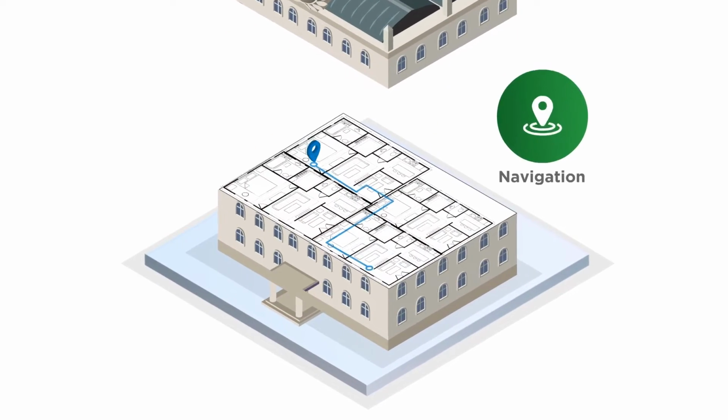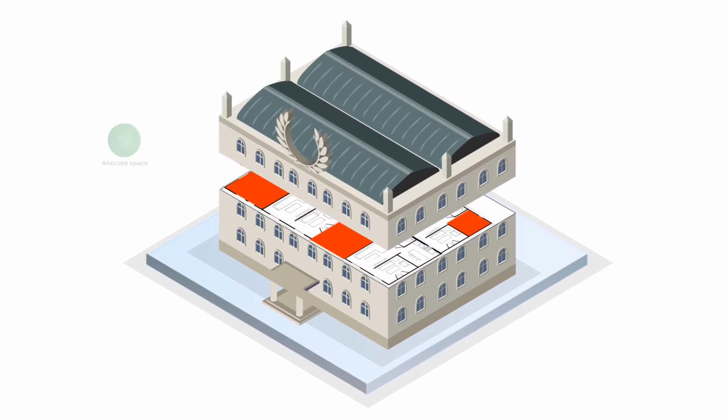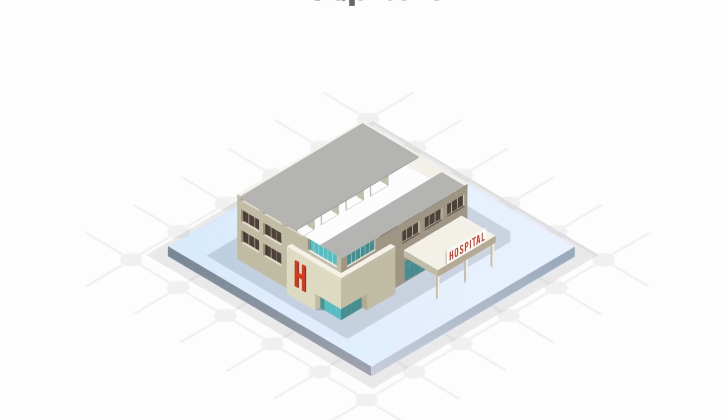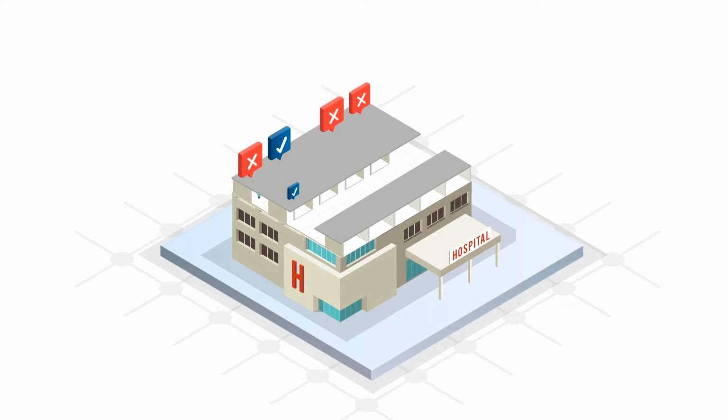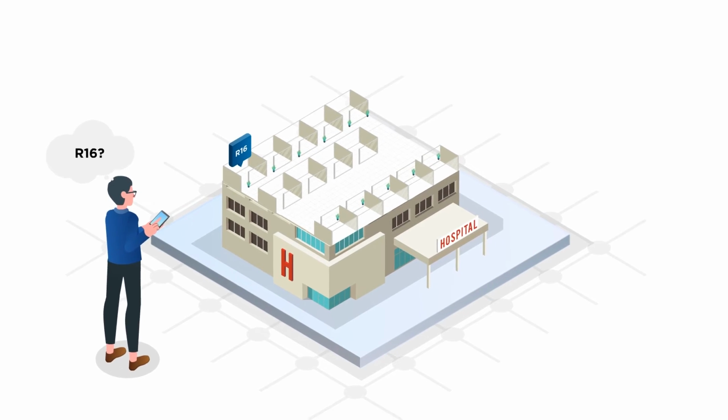Universities improve on-campus navigation, allocate space for classes and events, and enhance safety and security on campus. Hospitals track assets and equipment in real time, adjust space use, and help patients and visitors locate rooms and resources.